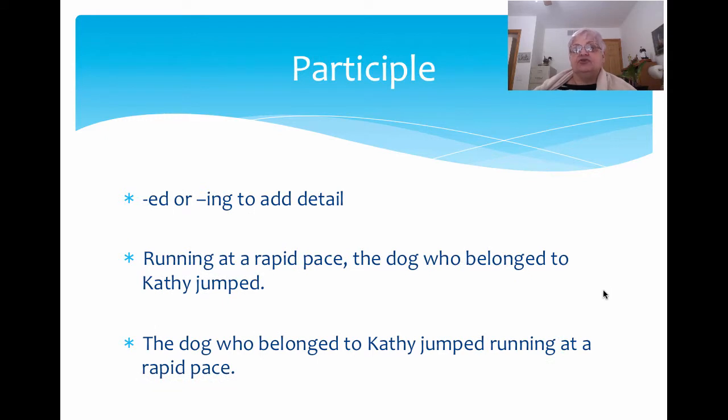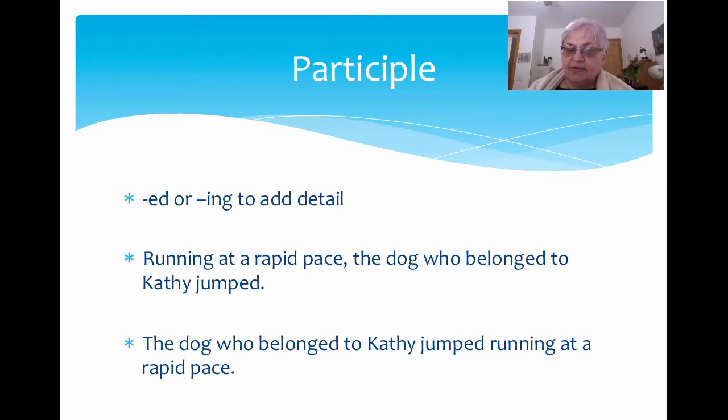Now, a participle, which you're studying this week, is a verb with an ed or ing ending, but it's not used as a verb. It's used to describe. To the dog who belonged to Kathy jumped, I have added running at a rapid pace, which is a participle phrase. So we know now a little bit more about what he was doing.